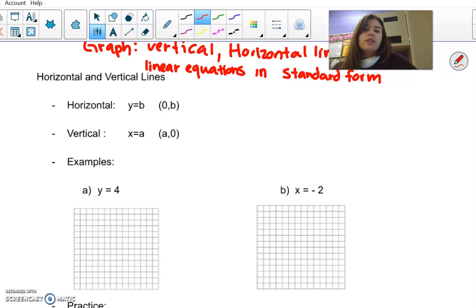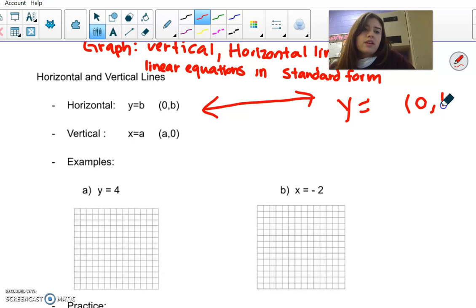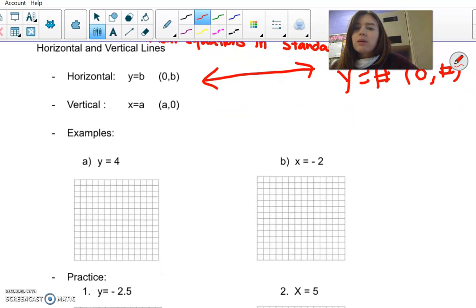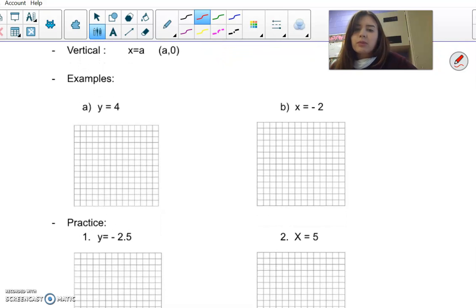Whenever you see a horizontal line on your graph, this is written as y equals some value. And because it's our y value, our ordered pair will have a 0 for x, and then that number that y equals. Maybe if we demonstrate this, it'll make a little more sense.